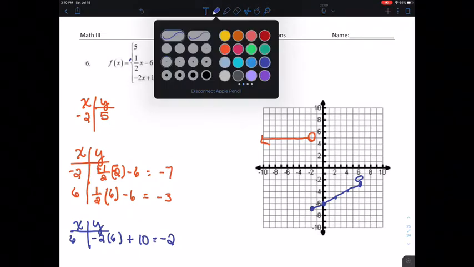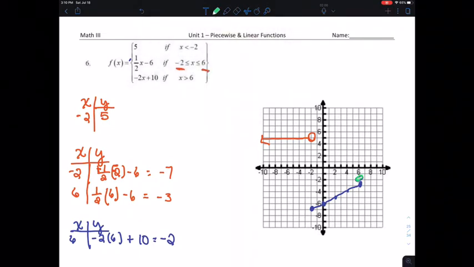And our slope is -2, so that means it's going to go down 2 and over 1. And again, if you like, you can do another point to see exactly where it is. So if we want to do 7, we get -2 times 7 plus 10, which is -14 plus 10. That's going to give us -4.